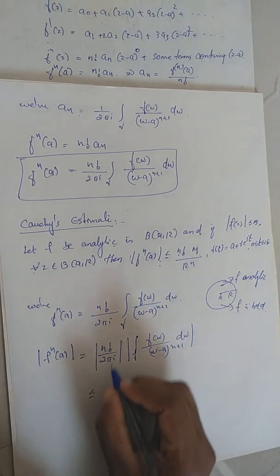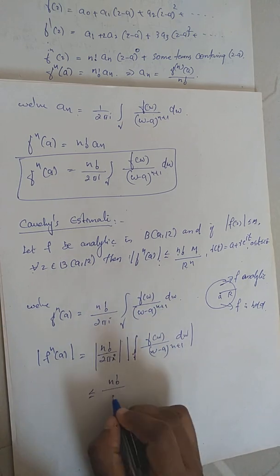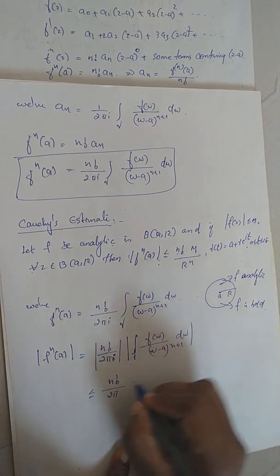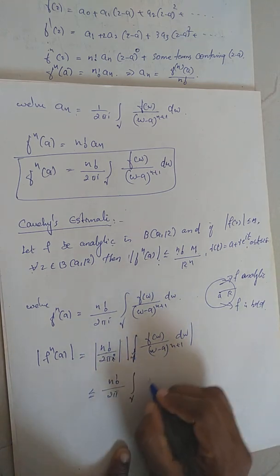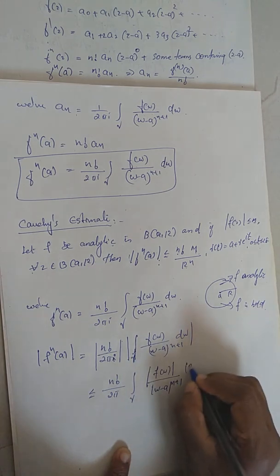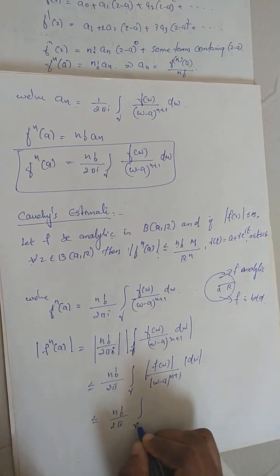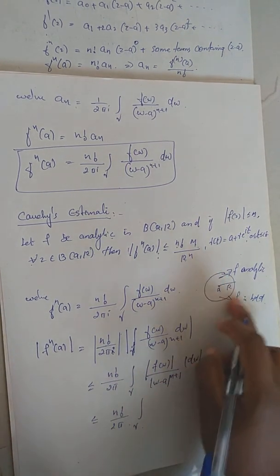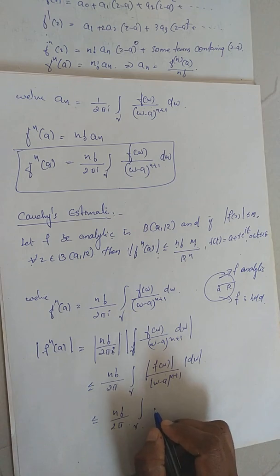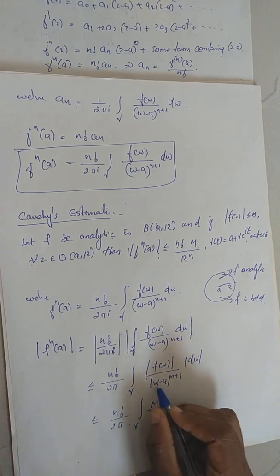So this is less than or equal to, the modulus of n factorial is n factorial itself, and the modulus of 2 pi i is 2 pi itself, because the modulus of i equals 1. And the modulus of an integral is less than or equal to the integral of the modulus. So the integral over gamma of mod f(w) divided by the modulus of (w minus a) raised to n plus 1, mod dw, is less than or equal to n factorial by 2 pi. The integral over gamma is there. We have this function is analytic and bounded on this region. Therefore mod f(w) will be less than or equal to some M. And the modulus of w minus a equals r, raised to n plus 1, because w belongs to the trace of gamma, right?